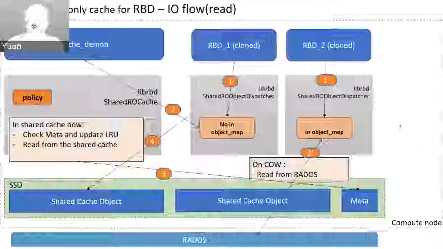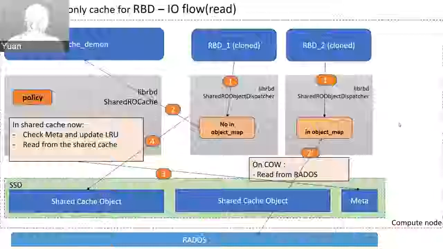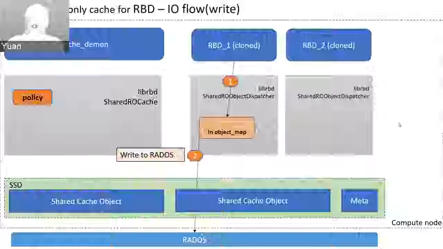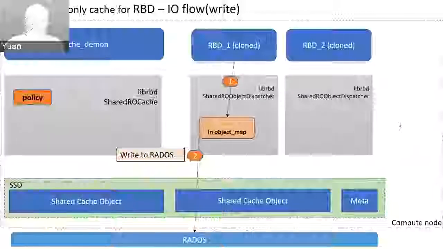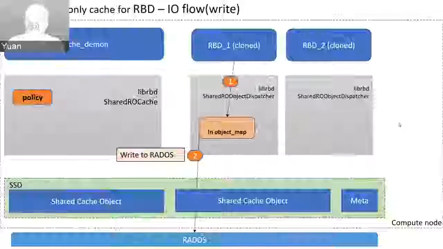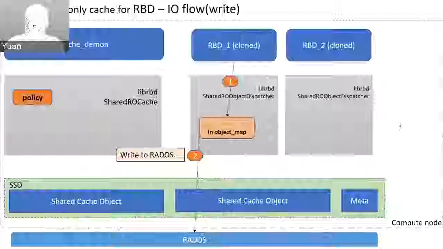Okay. This is for the read hit, so I'll just skip that. For the write, since RBD has the mechanism to detect which objects are copy on write, with RBD's object map feature we can easily tell which part is copy on write. So for future reads on those copy on write parts, it will not go through our cache, but will read from RADOS directly.